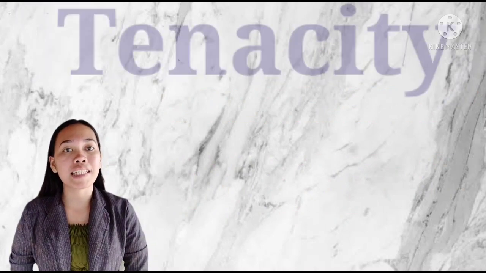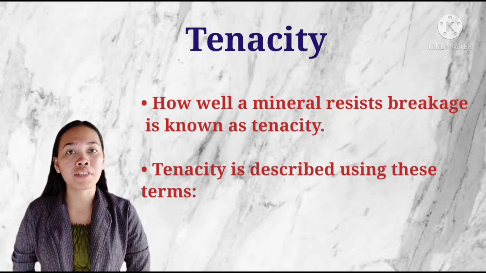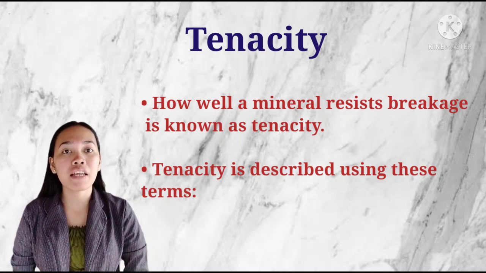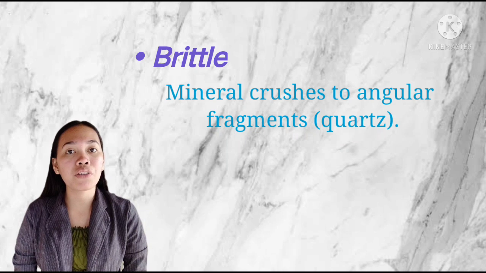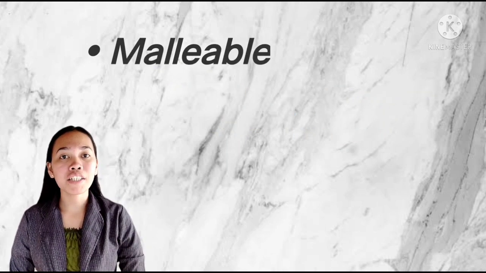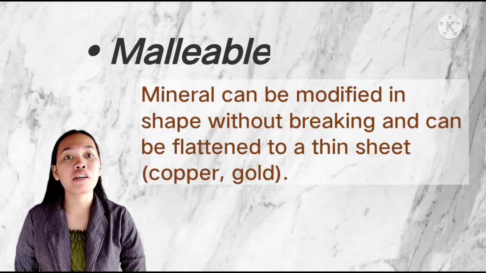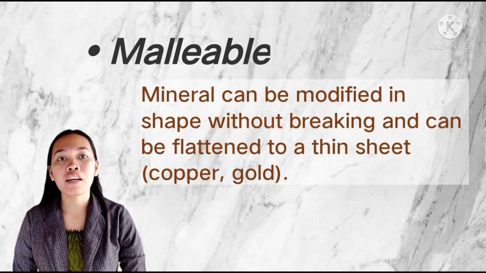Next property is tenacity. How well a mineral resists breakage is known as tenacity. Tenacity is described using these terms. So first is brittle. Brittle is when mineral crushes to angular fragments, for example, quartz. Next term is malleable. Mineral can be changed in shape without breaking and can be flattened to a thin sheet, like copper or gold.